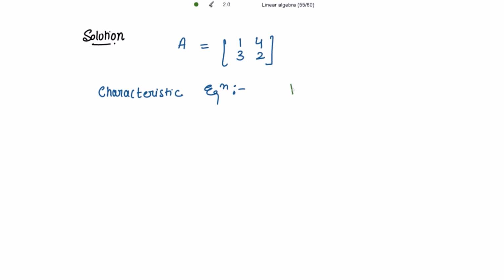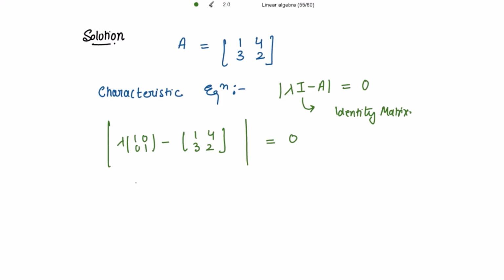the eigenvectors. So the characteristic equation is the determinant of lambda I minus A equal to 0, where this I is the identity matrix of order 2. So we get lambda into the identity matrix 1 0 0 1, minus this A. So from here we get lambda minus 1, then minus 4, then minus 3, and then lambda minus 2, taking its determinant to be equal to 0.